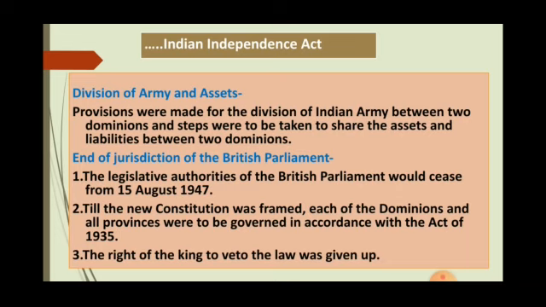The second one, till the new constitution was framed, each of the dominions and all provinces were to be governed in accordance with the Act of 1935. The administration of both dominions and the provinces will be as per the provisions of the Act of 1935. The third point, the right of the king to veto law was given up. That means the British king's power over the two new dominions will be given up.